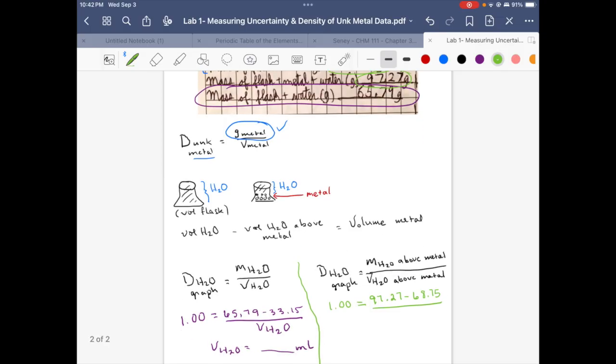And that's going to leave us with the volume of the water above the metal, and I'm just going to do metal really small. And so we can solve that. And when we solve that, it should be less than the volume of the water.